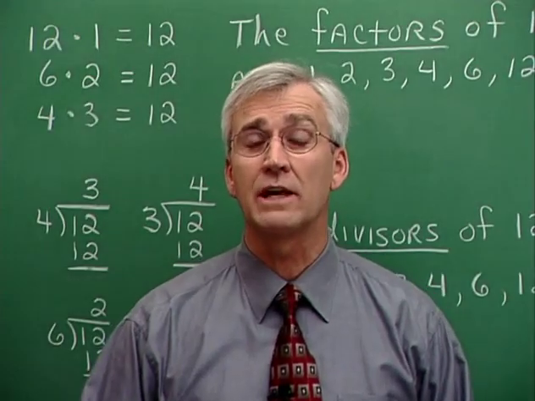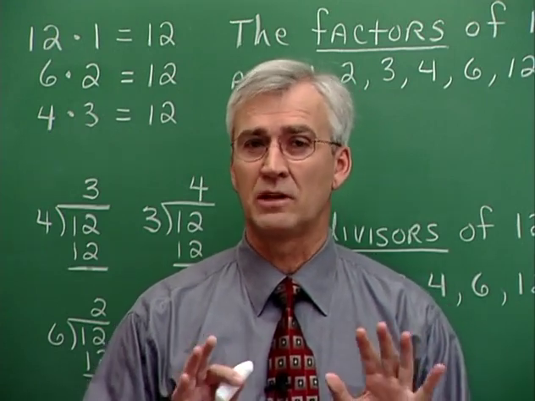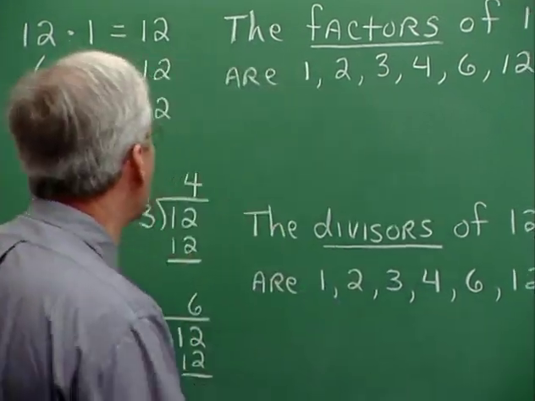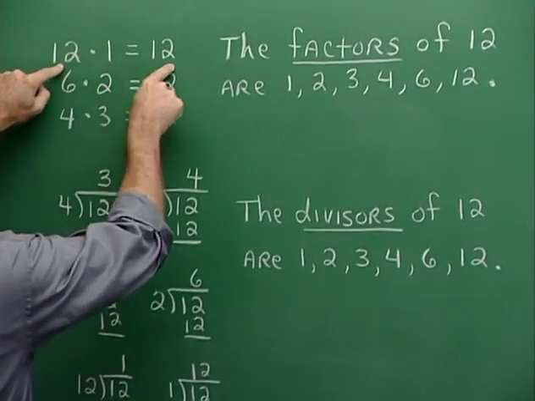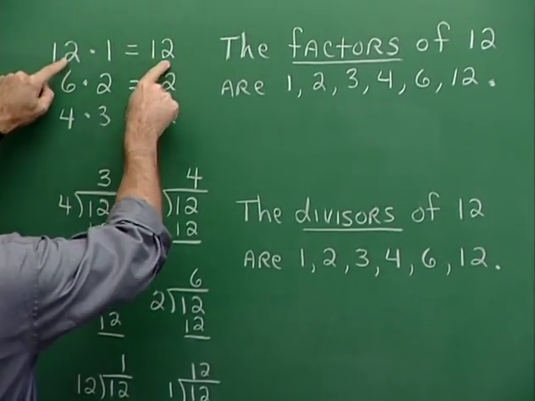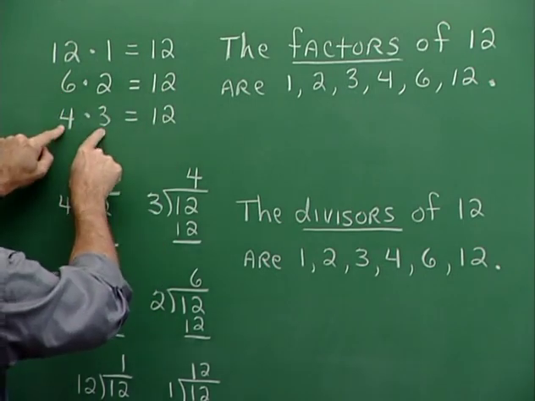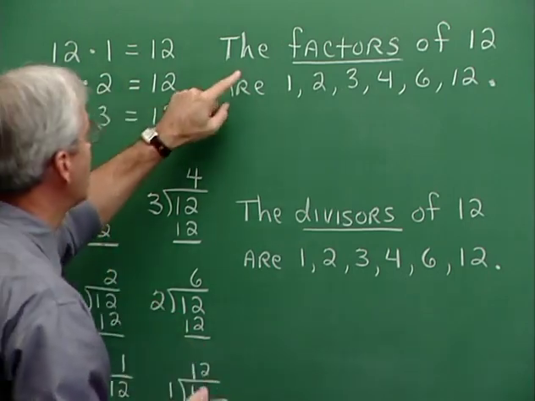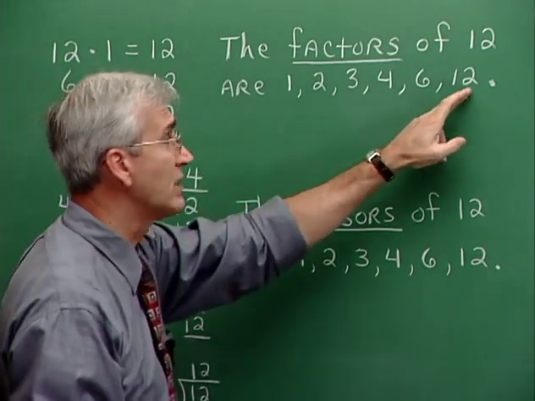We mentioned earlier that divisors and factors are related to one another, and let's talk about that just a little bit more because we're going to extend that notion into some other ideas. If 12 times 1 is 12, then these two numbers are multiplied to give 12, so these are factors of 12. 6 times 2 is 12, so these are factors of 12. 4 times 3 is 12, these are factors of 12. If I want to list the factors of 12 in order, then I would say the factors of 12 are 1, 2, 3, 4, 6, and 12.